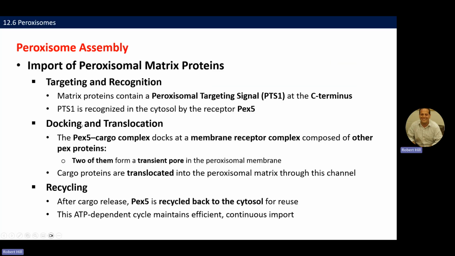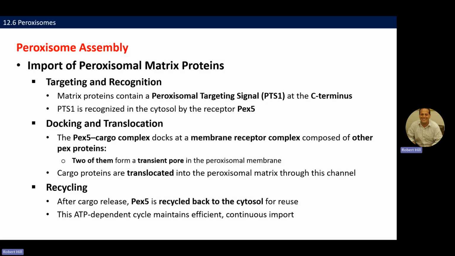All right, however, some imported proteins involve a peroxisomal targeting signal, or PTS1. This is a signal that's found at the carboxy terminus, and there is a shuttle protein that is in high abundance in the cytoplasm called PEX5. PEX5 will go out and bind to the PTS1 signal sequence, and then it'll deliver it to the peroxisome for import.